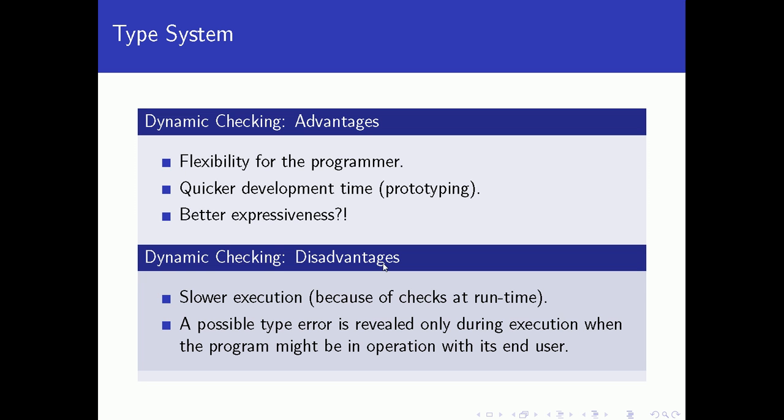The disadvantages are clear. It is slower. It is slower in execution because the checks have to be carried out at runtime. Remember, we said that the compiler puts some additional code into the resulting machine code, because that code is what needs to be run to do the type checking at runtime. Another disadvantage is that a possible type error is only revealed during execution, once the user is running the program, because we're not doing any type checking at compile time. And in many cases, it's actually better to find the errors as soon as possible. Or you might actually say in all cases it's best to find the errors as soon as possible instead of finding the errors later.